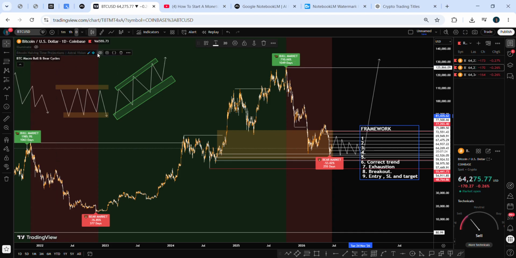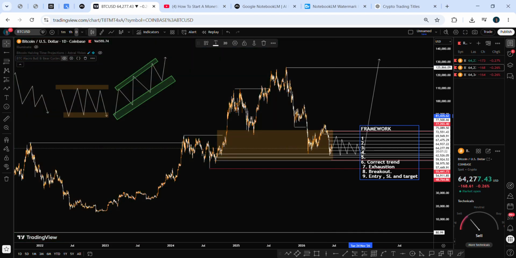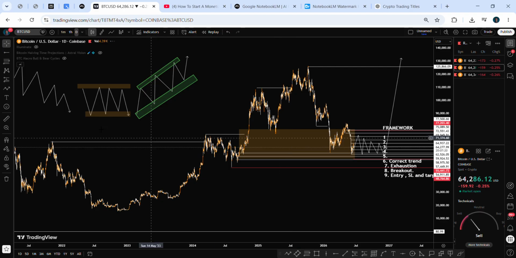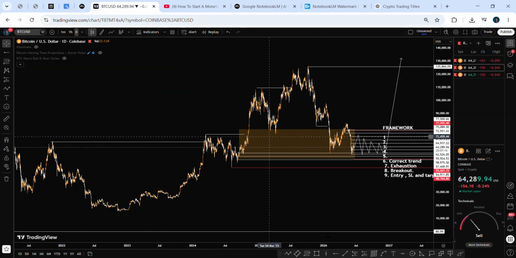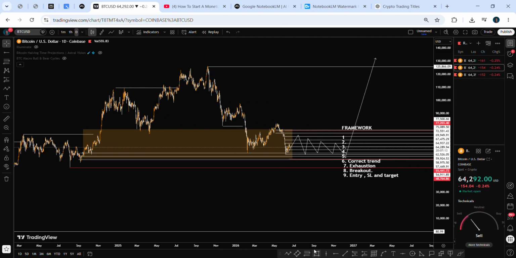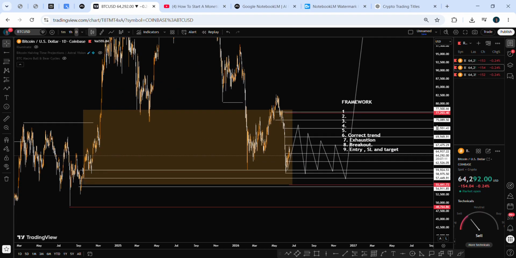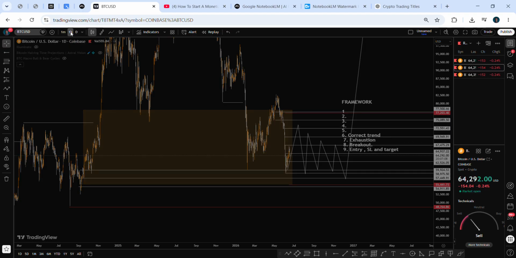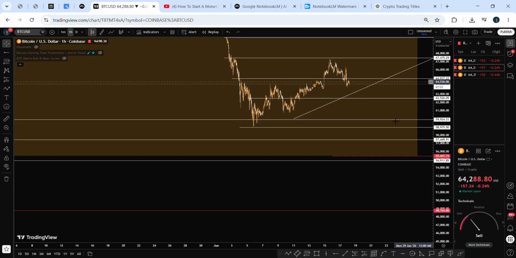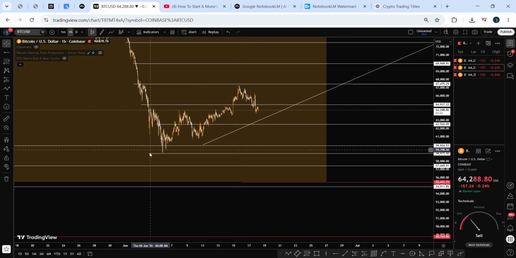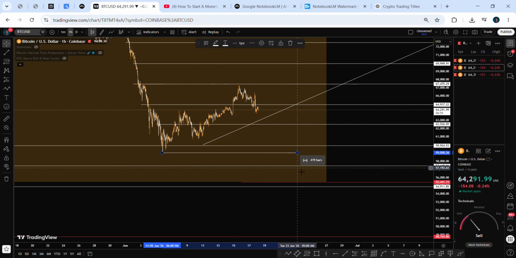So now let me uncheck this, since we already know our trend. Then let me clear this too. So good. All I want to do now is to go to the 1 hour time frame. This is my 1 hour time frame to see where we are and where we are heading to. So this is the low, the last low. This is the last low that I was talking about the other time.